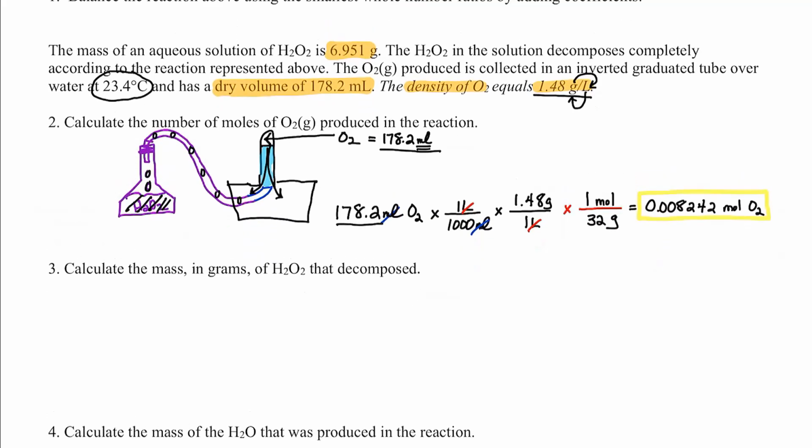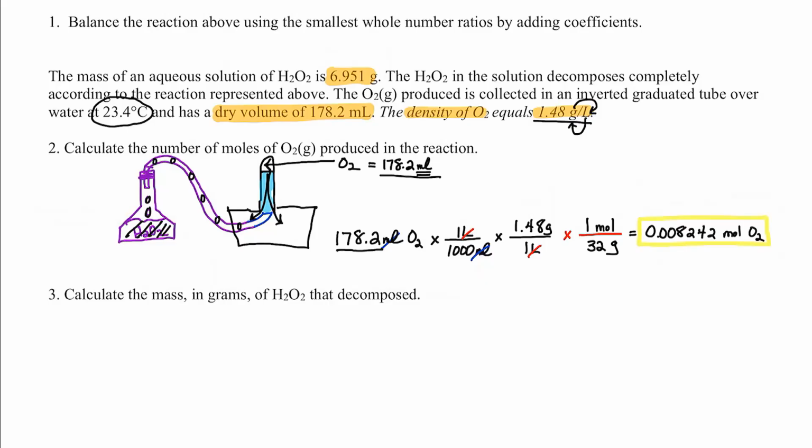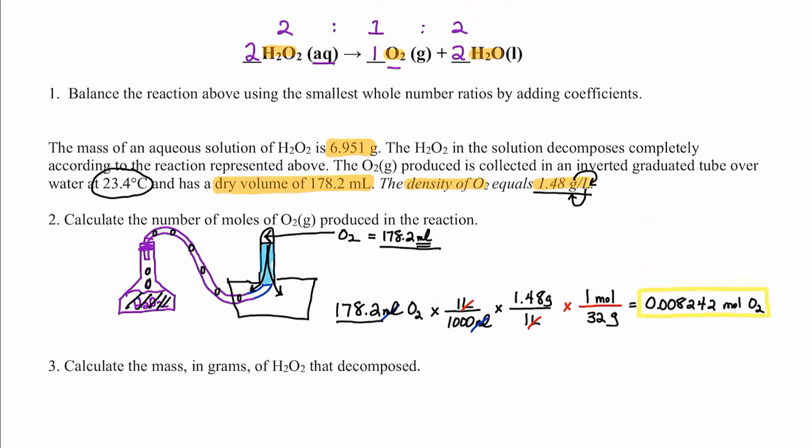They want the mass in grams of H2O2 that decomposed. Whoa, remember, there was a solution of H2O2, right? A solution is a mixture, all right? So we want to find what part of that solution actually decomposed. So notice they want some information about H2O2 here. This is a great example of stoichiometry where we're going to start with information about the oxygen and work our way back toward H2O2. How do I do that? Well, I do that because I know it's a 1-to-2 ratio.